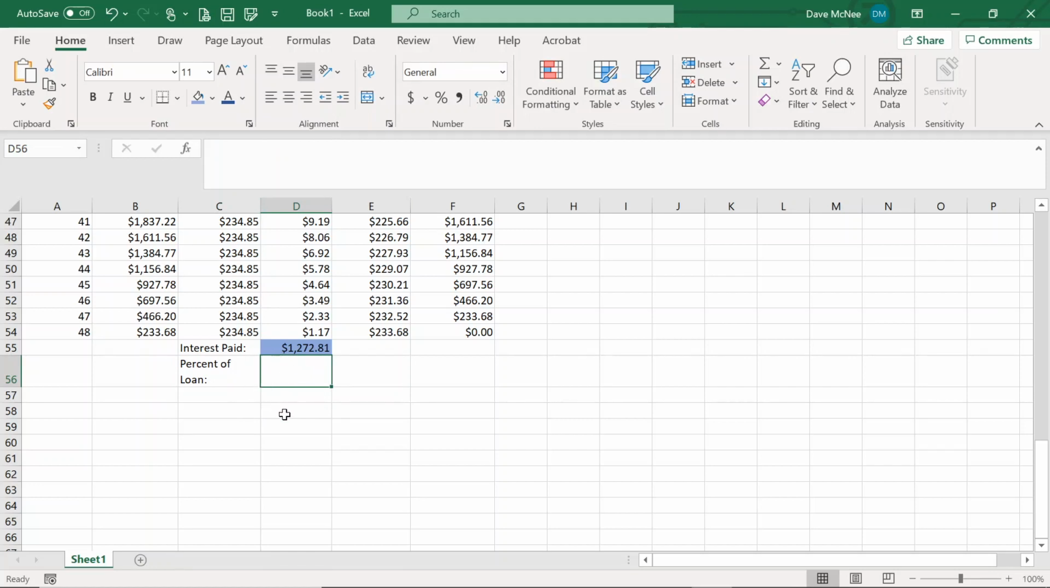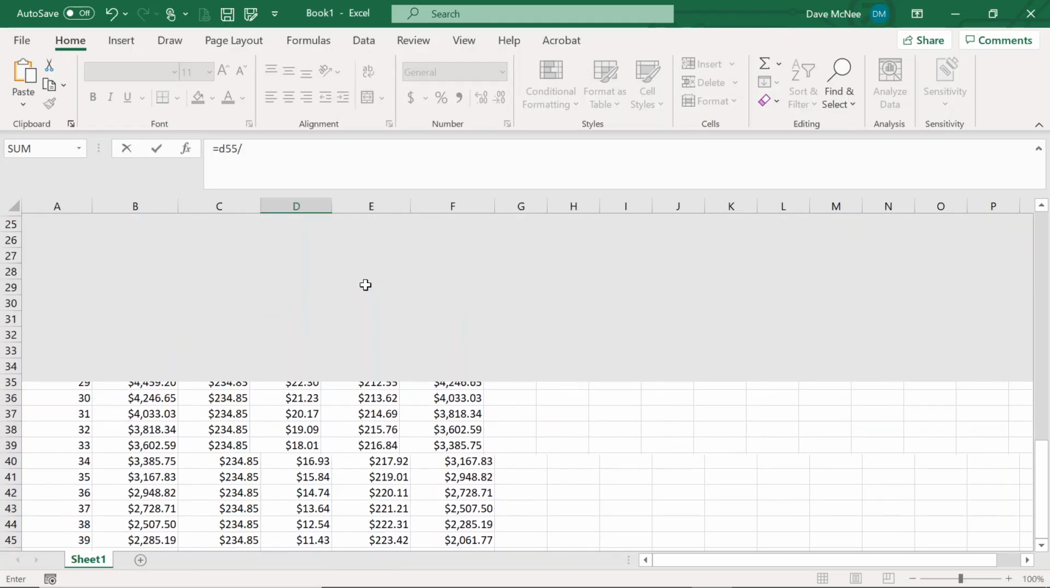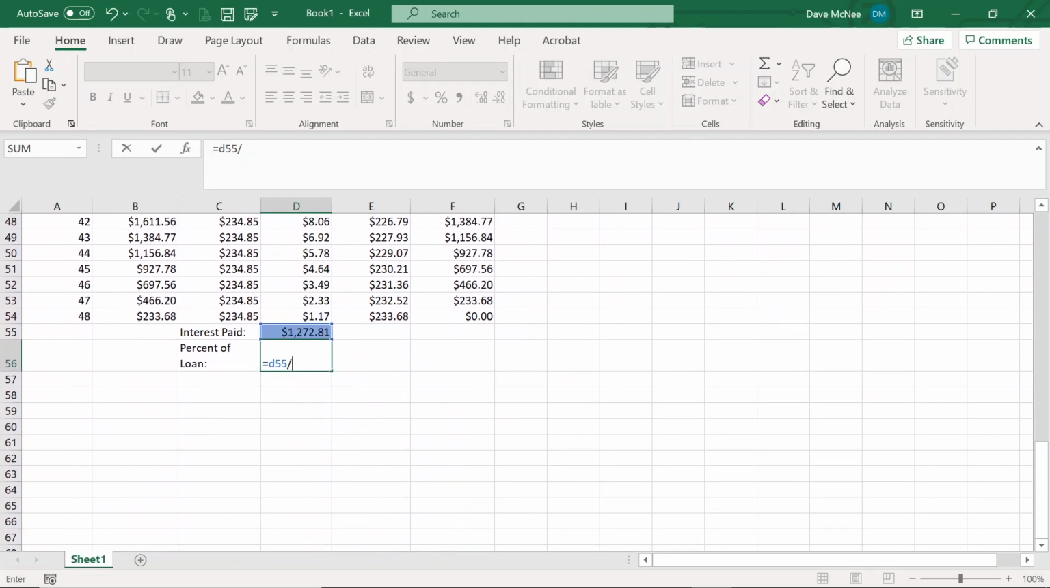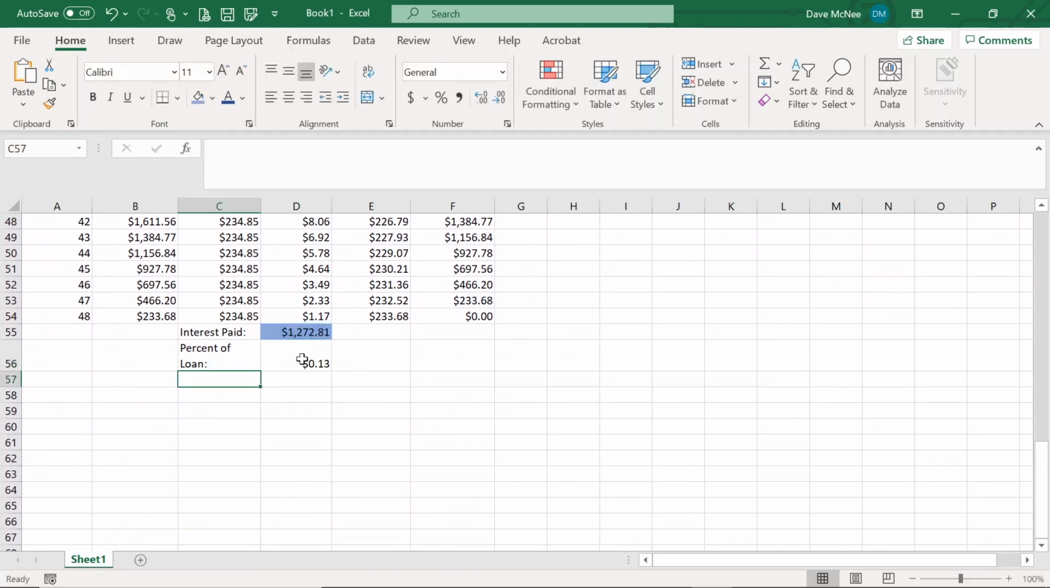So how would I calculate that? Well, the percent is the interest that I've paid, so that's going to be equal to the interest that I paid, which is in cell D55, divided by the total amount of the loan, which is $10,000. And which cell is that in? Let me just put that in a cell. That was in cell C1. So it's D55 divided by C1.